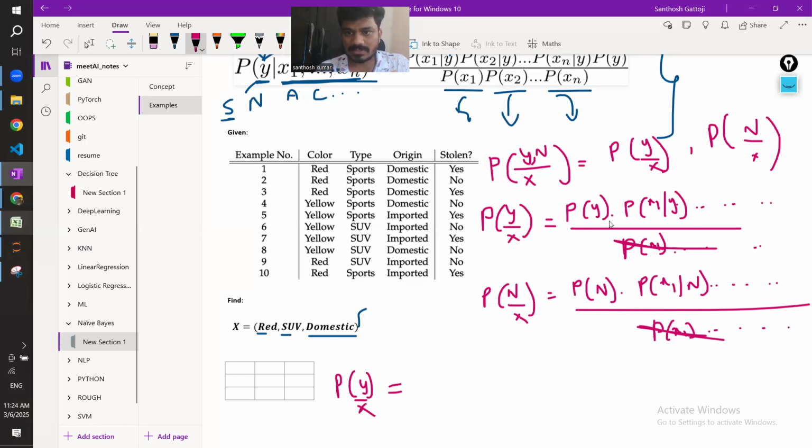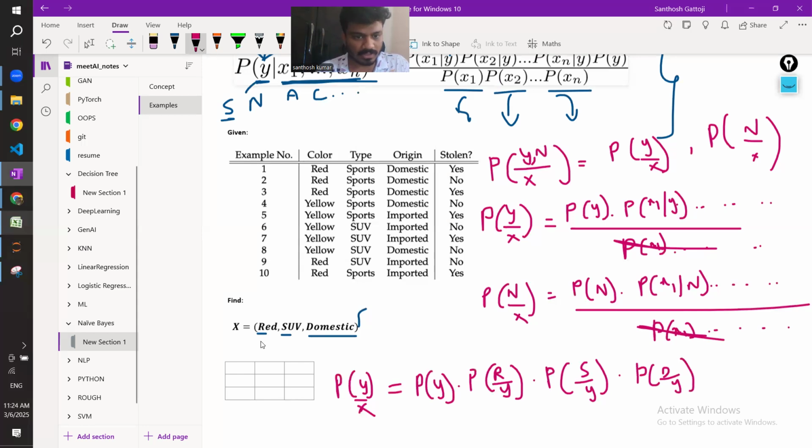P of Y by X is P of Y into the probability of X1 given Y. Now, how many X's do we have? 3 X's. Now, probability of red given Y, into probability of SUV given Y, into probability of domestic given Y. Because only for 3 features we need to calculate. Given X, I'm saying probability of Y given X. These are given, so for these three only we'll calculate this: X1, X2, X3. Clear?